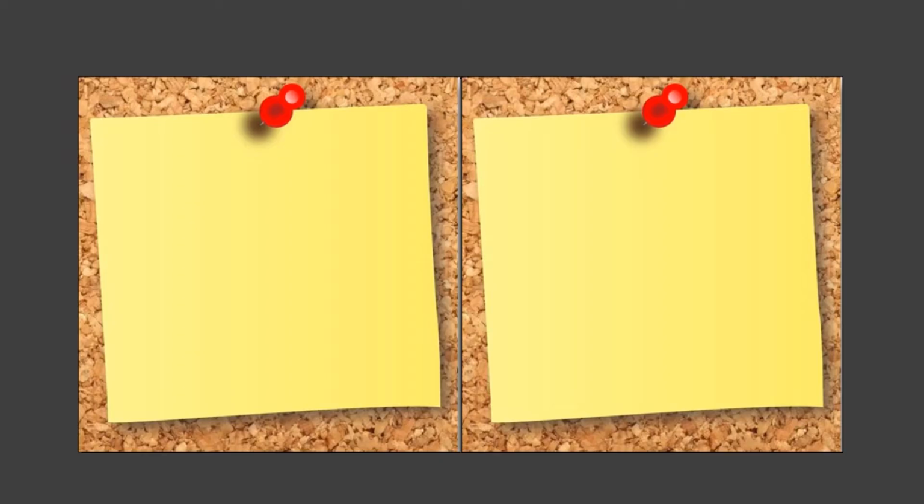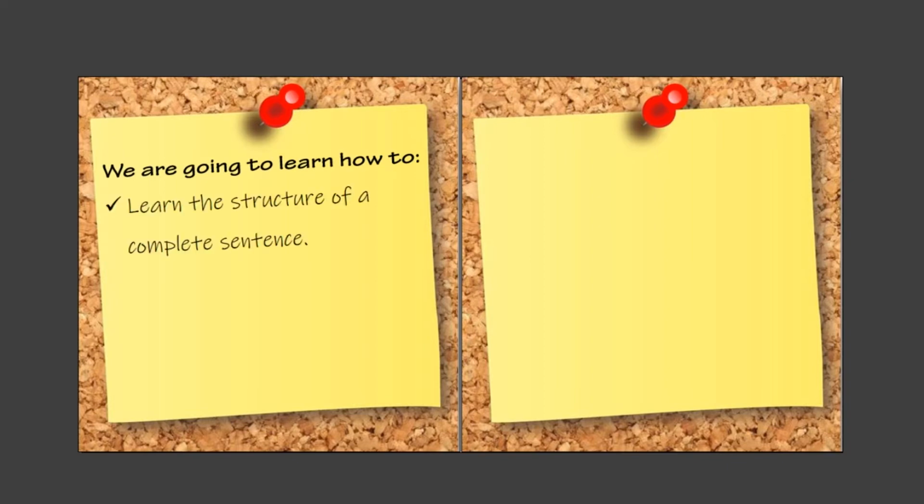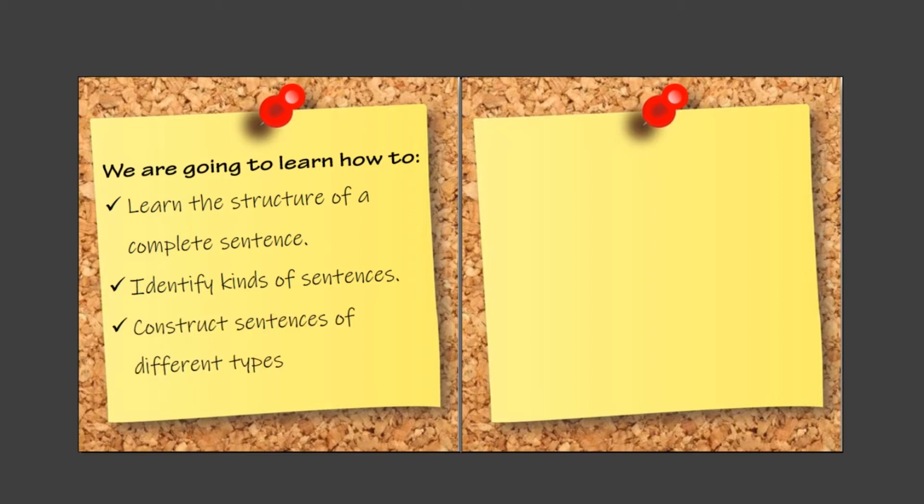Let's look at the learning goals for this lesson. Today we'll learn how to identify the structure of a complete sentence, and we'll learn what a complete sentence will look like. We're going to identify different kinds of sentences. We'll also construct sentences for all the types that we'll be learning during the rest of the lesson.